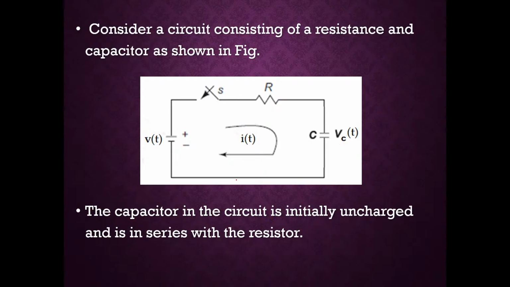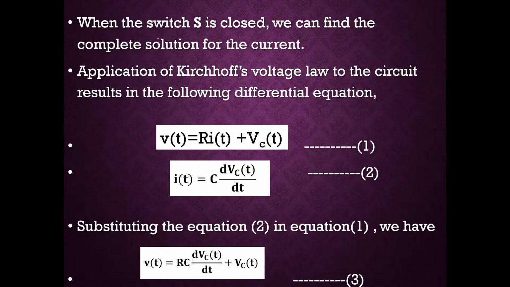So this is it, the RC circuit. If you want, you can draw it. Okay. Now, as soon as you close the switch, what will happen? Current will flow, isn't it? Now, let us apply Kirchhoff's voltage law to the given circuit. So V of t is equal to R into I of t plus the voltage across the capacitor, Vc of t. Consider it as equation 1.